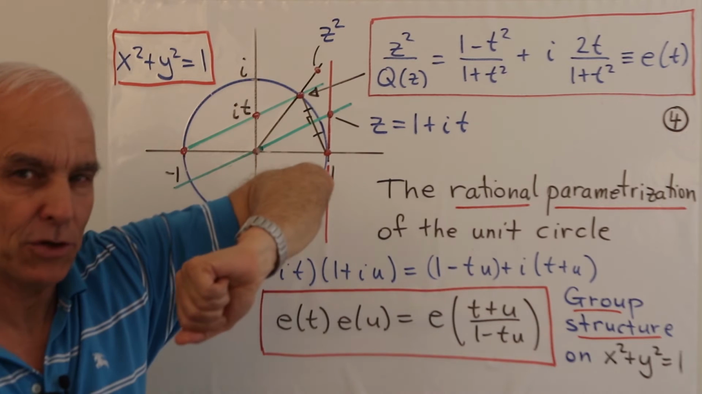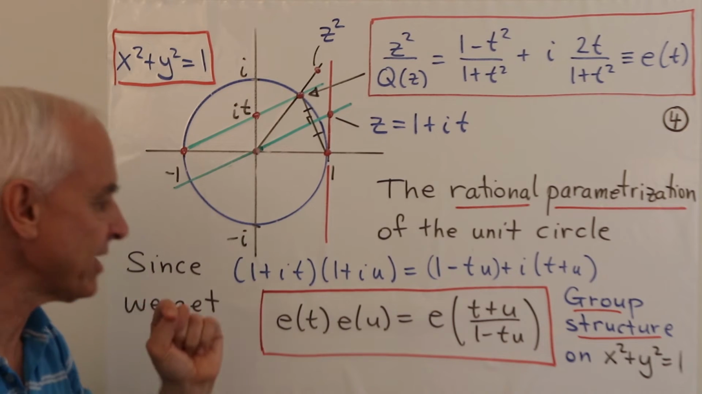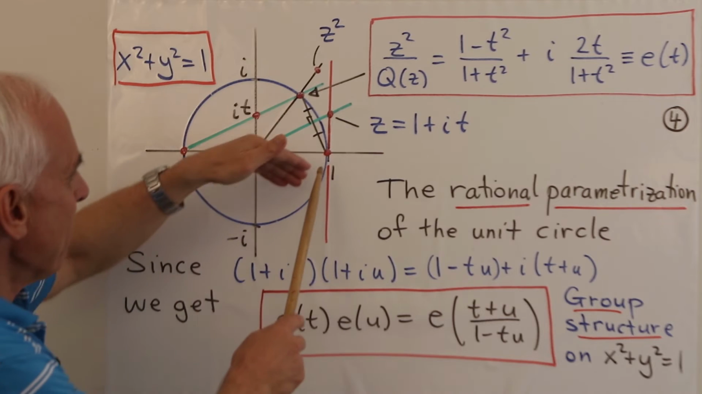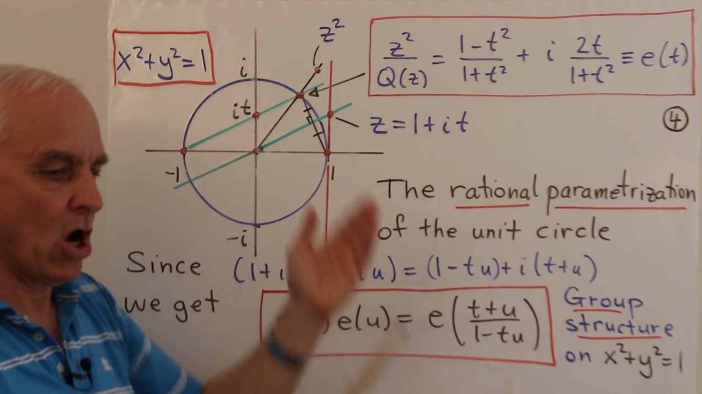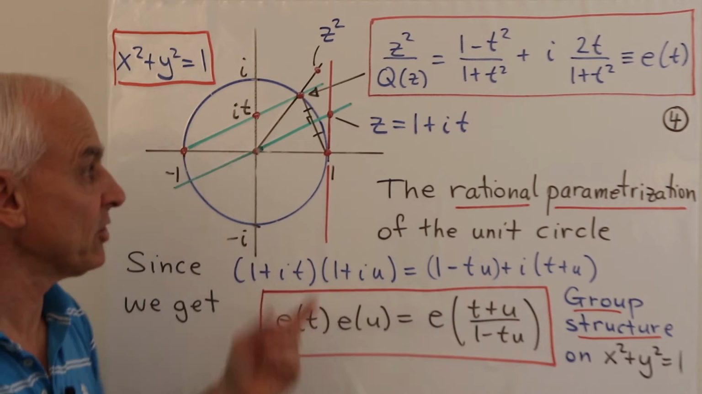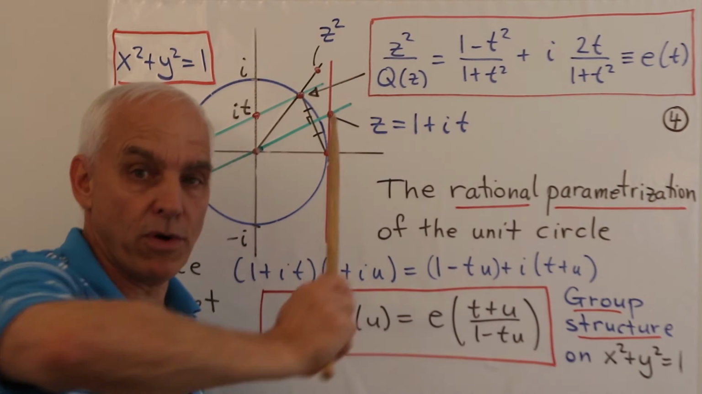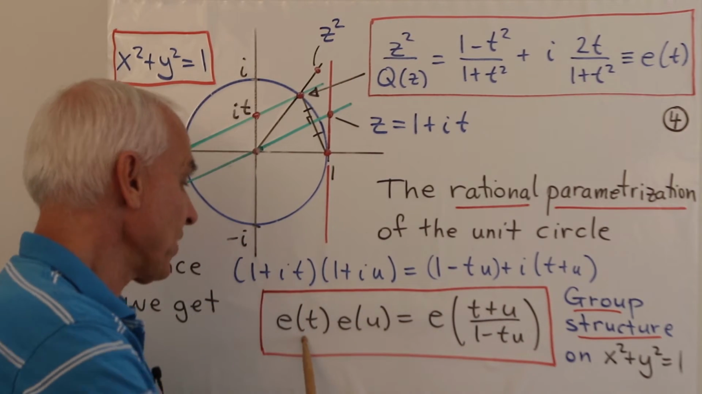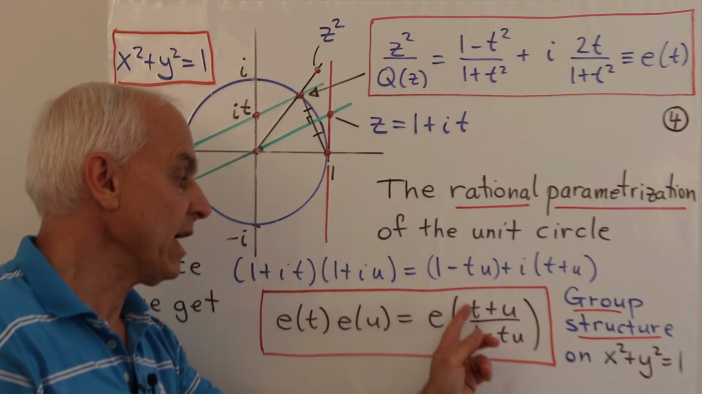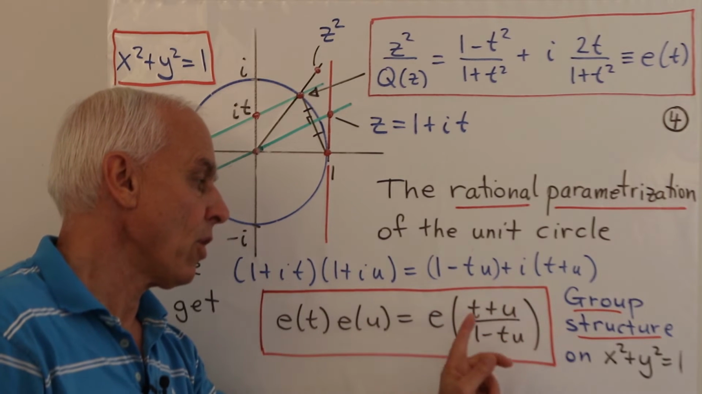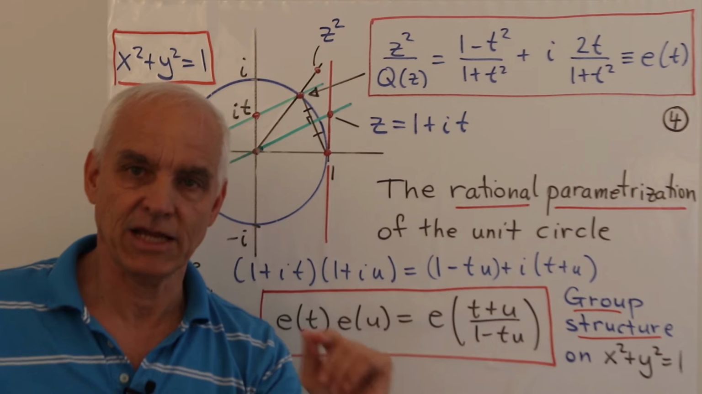So if we scale this by dividing by 1 minus tu, we get 1 plus i times (t plus u) over (1 minus tu). That's telling us that the multiplication of points on the circle can be described in these coordinates as e of t times e of u equals e of (t plus u over 1 minus tu).